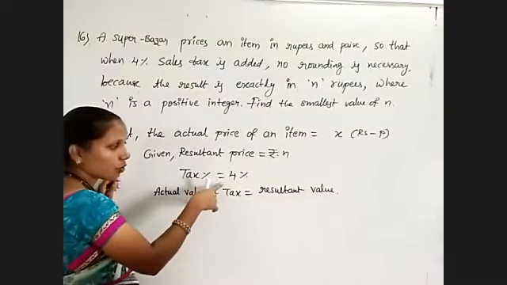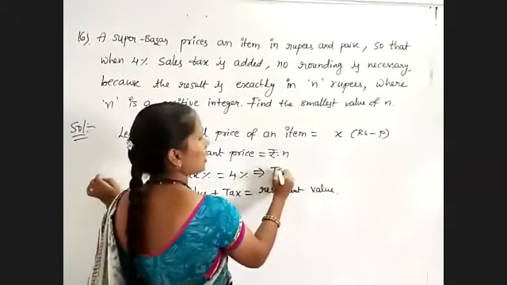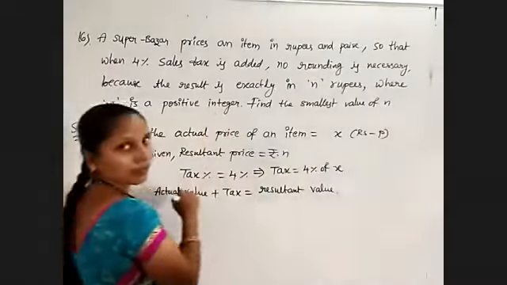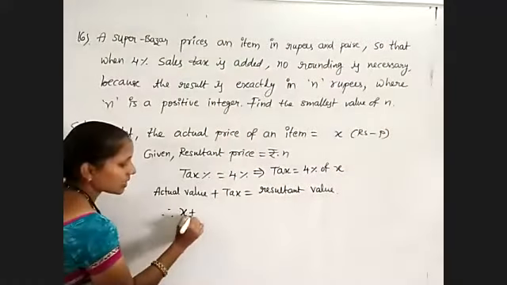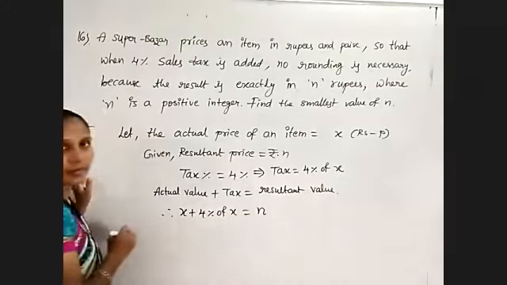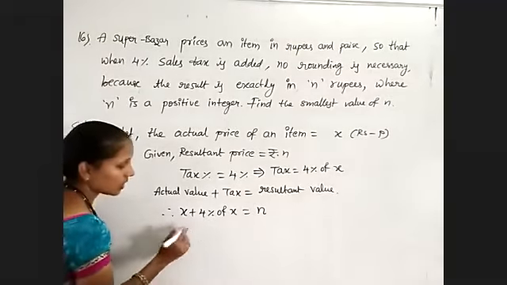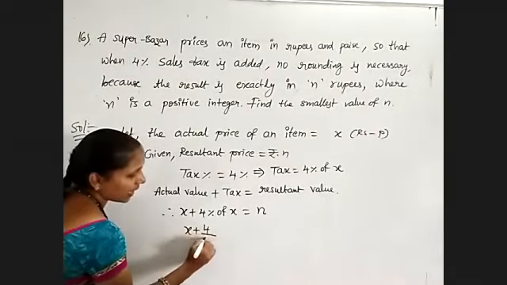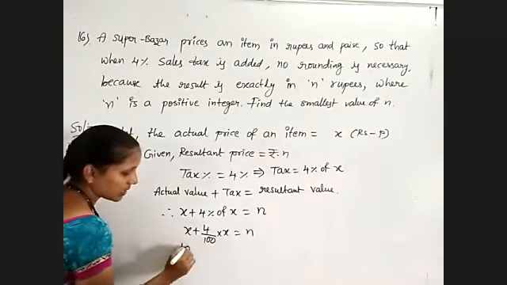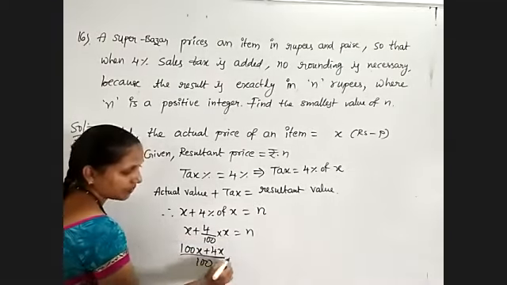Here the tax is 4%. What will be the tax, we have to find out first. So tax will be equal to 4% of x rupees and paisa. That means x plus 4% of x will be equal to n rupees. By simplifying this, we will get one equation. Just observe that x plus 4 by 100 into x is equal to n.